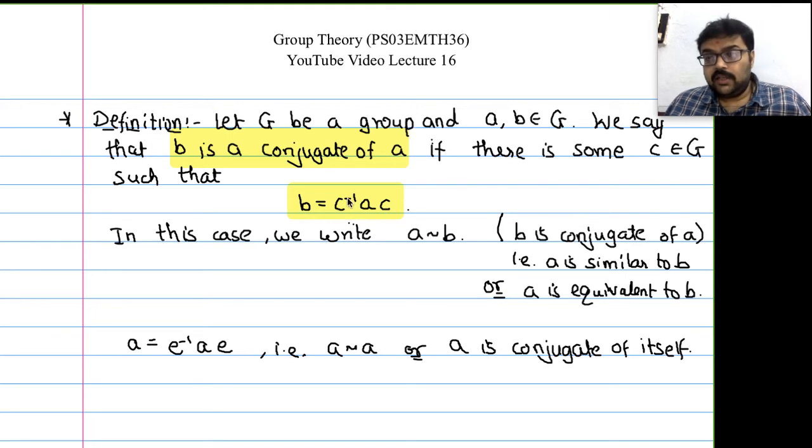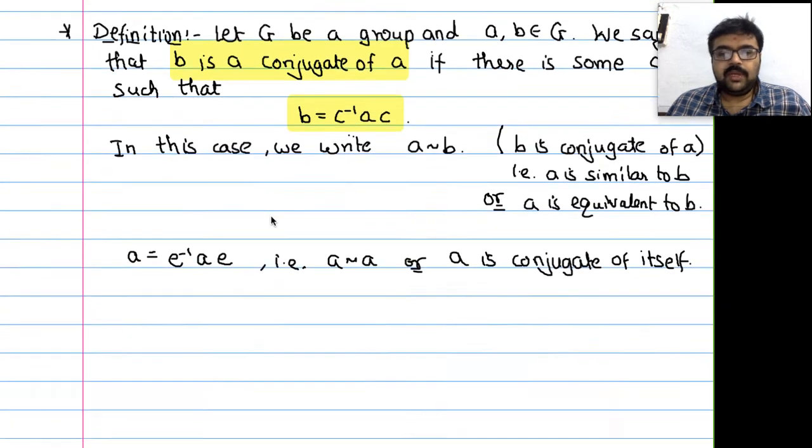But are there any other conjugates? If you observe this, whenever the group is abelian, in C inverse A C, this is going to commute. A C is going to be C A, C inverse C is identity, so it is going to be A. So in an abelian group, if B is conjugate of A, then B equals A. This is what we are going to get, right?